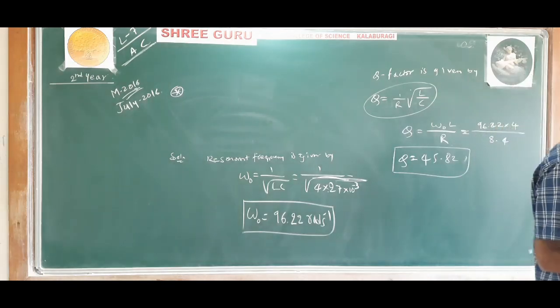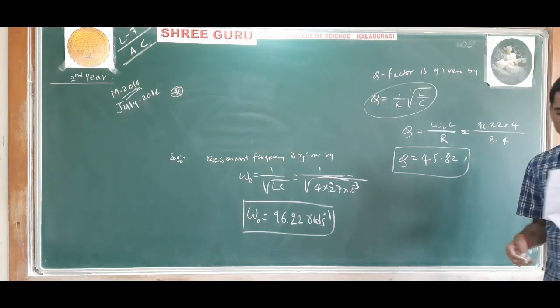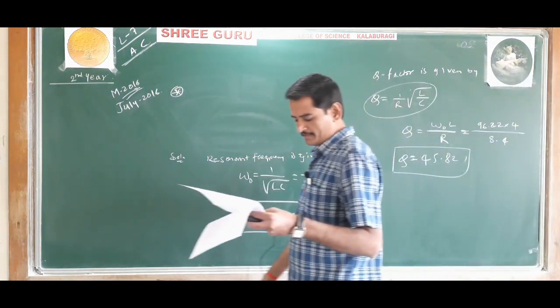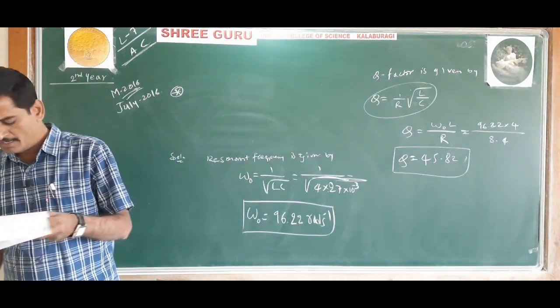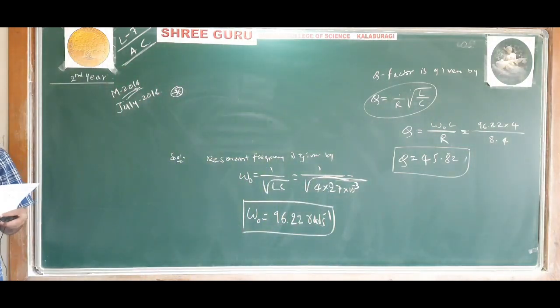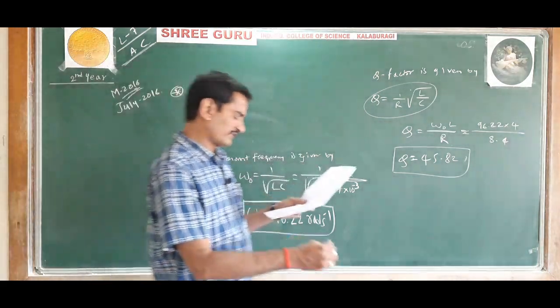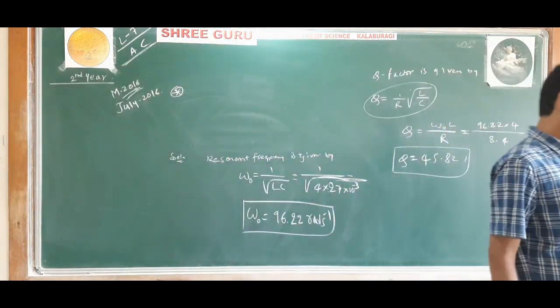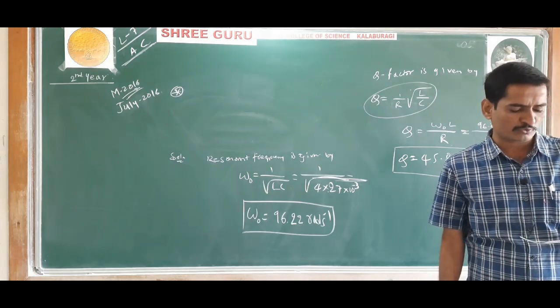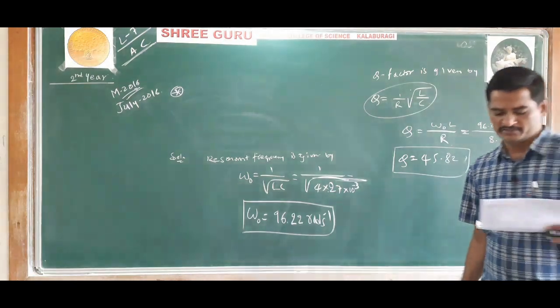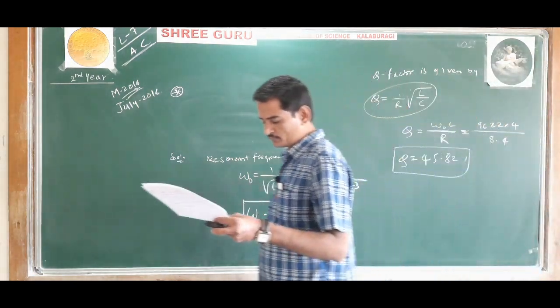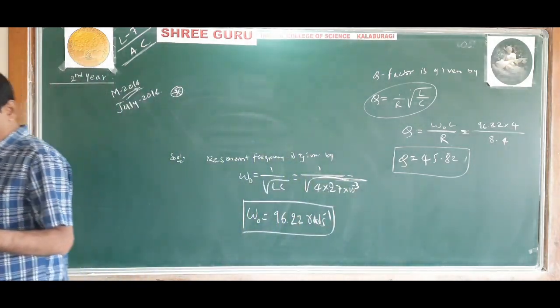An inductor and a bulb are connected in series to an AC source of 220 volt 50 hertz.